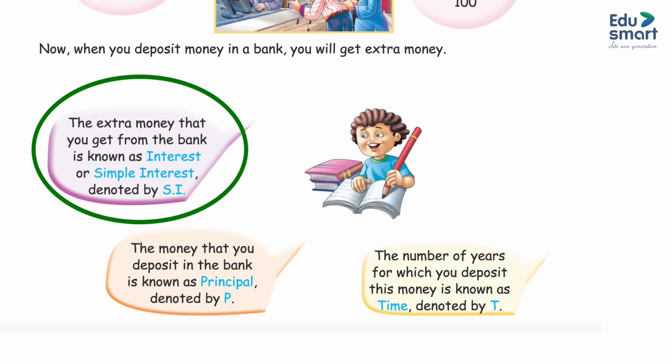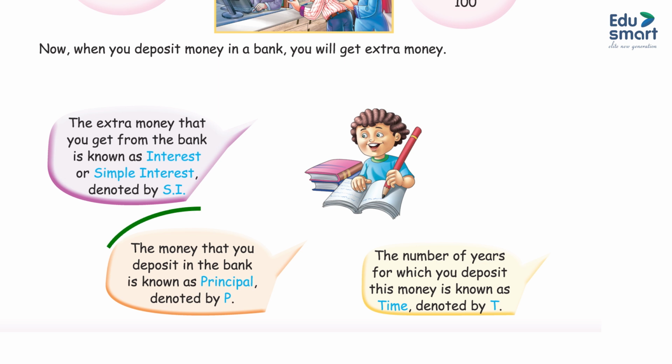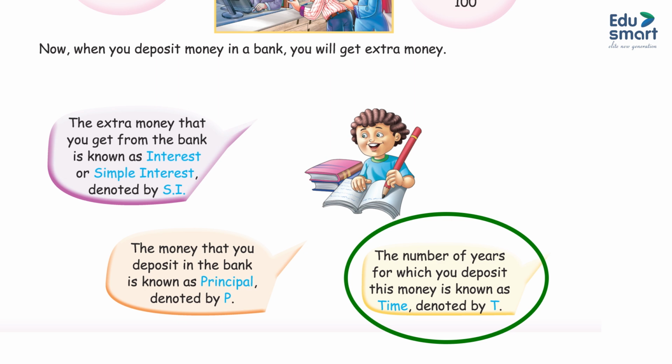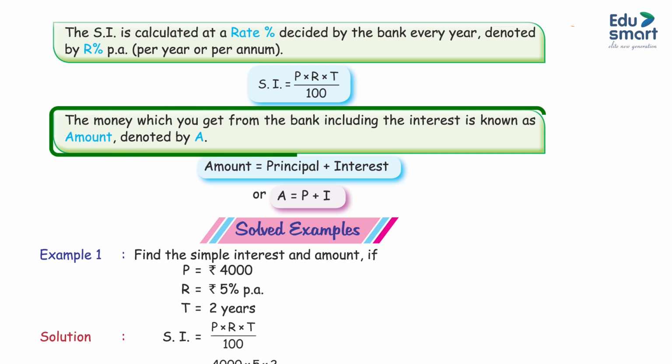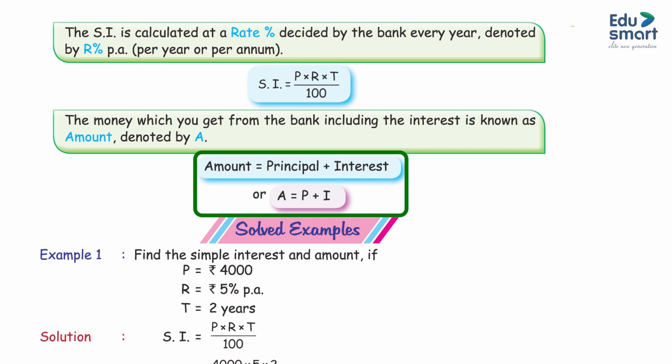The extra money that you get from the bank is known as interest or simple interest, denoted by SI. The money that you deposit in the bank is known as principal, denoted by P. The number of years for which you deposit this money is known as time, denoted by T. The SI is calculated at a rate % decided by the bank every year, denoted by R% PA, per year or per annum. SI equals P into R into T upon 100. The money which you get from the bank including the interest is known as amount, denoted by A. Amount equals principal plus interest, or A equals P plus SI.